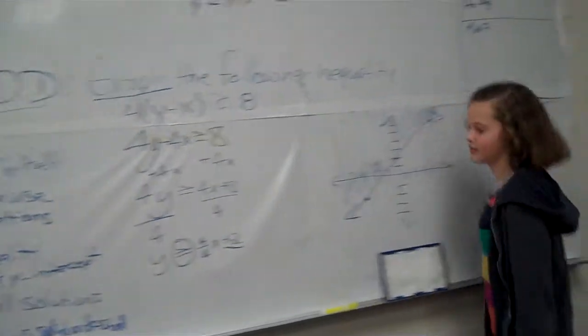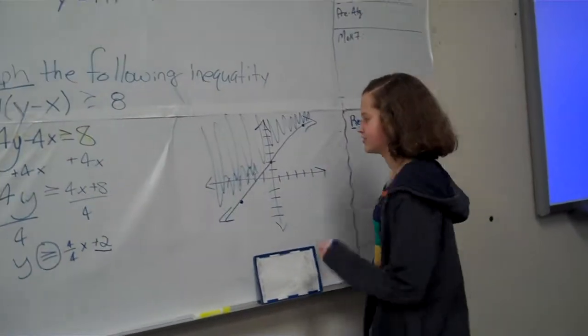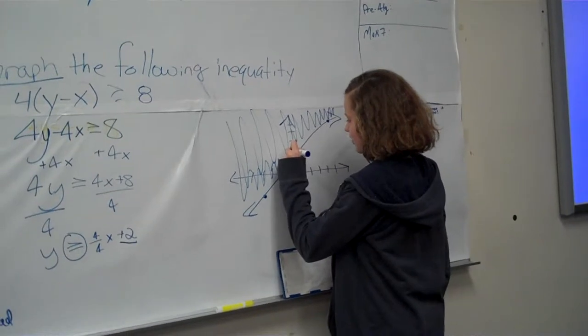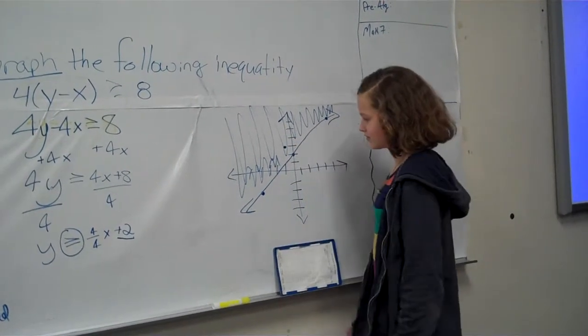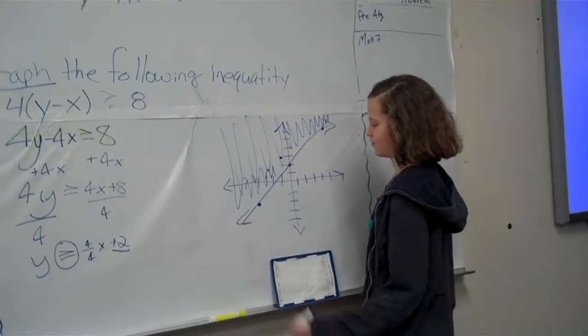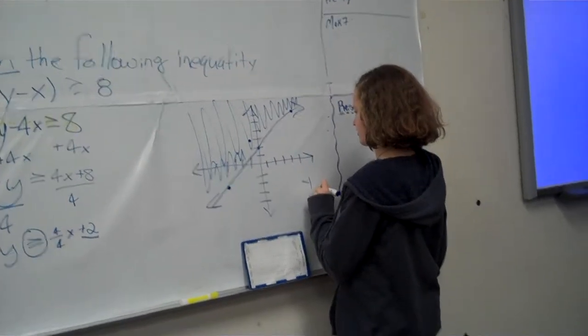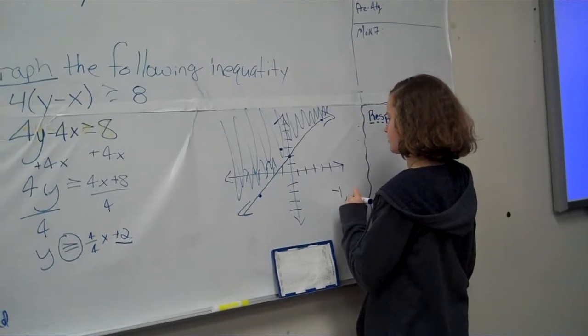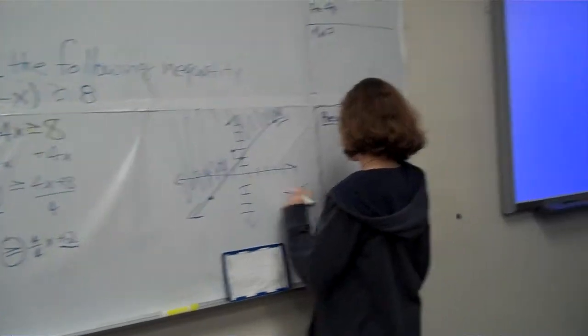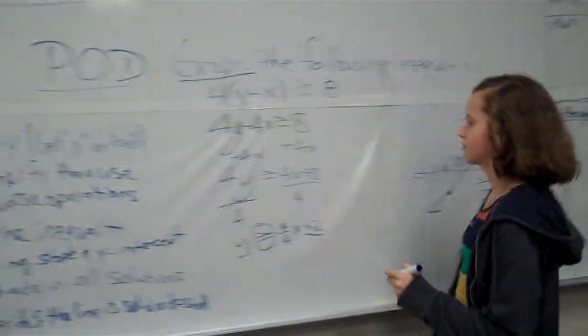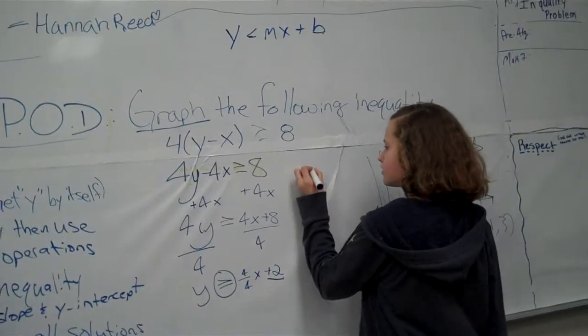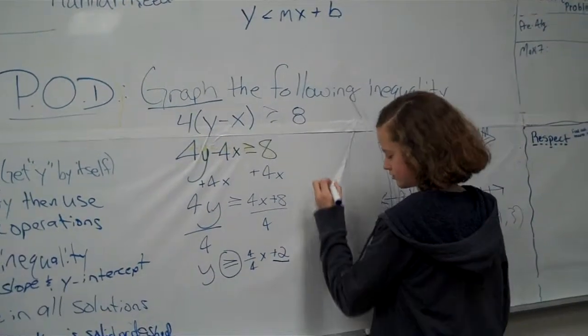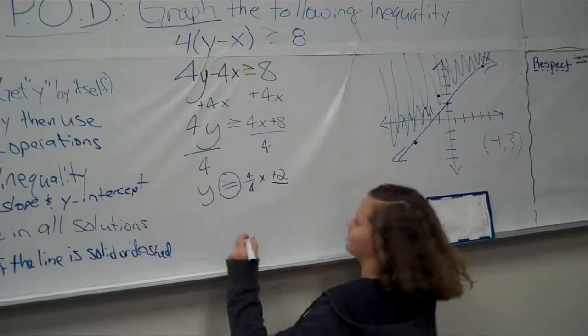How else could we check? Choose a random point and then plug it in. Good, so that point would be what? Negative 1, 3. Yeah. So go back over to where your inequality is and plug in negative 1, 3. You can do it underneath so that we can see. Alright, so plug in 3 for y.